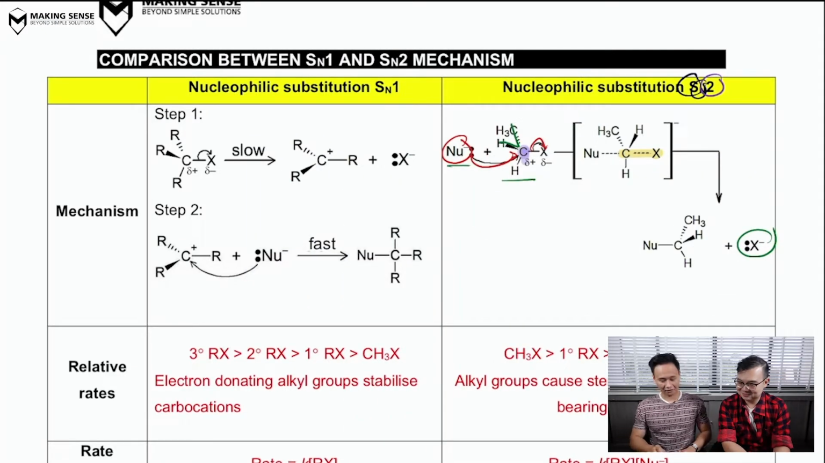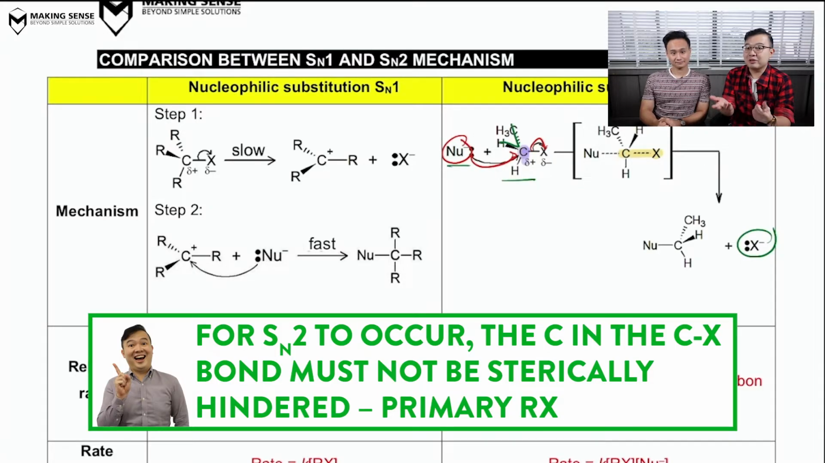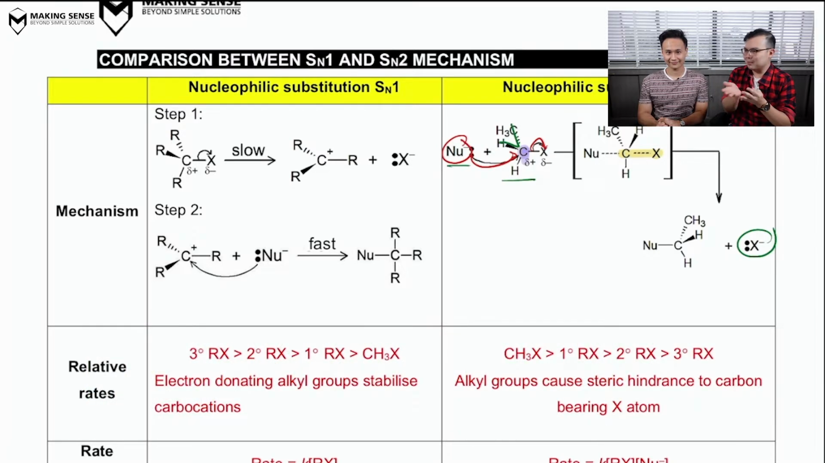Now, Mr. Long, what happens if the carbon is sterically hindered, like boarding a train at 5 p.m., peak period? So definitely it's going to be very crowded, right? I'm quite surprised, Mr. Tim. I thought that you always grab. I can't believe that you actually know the situations inside the public transport.